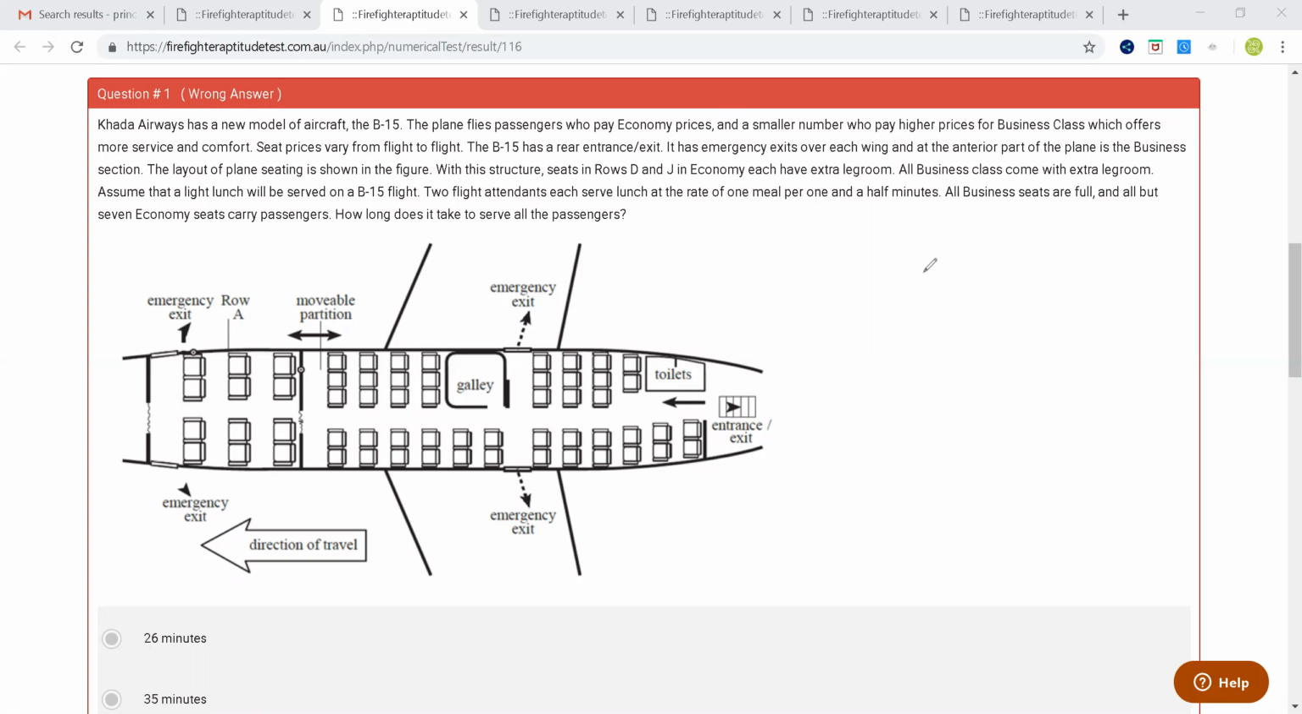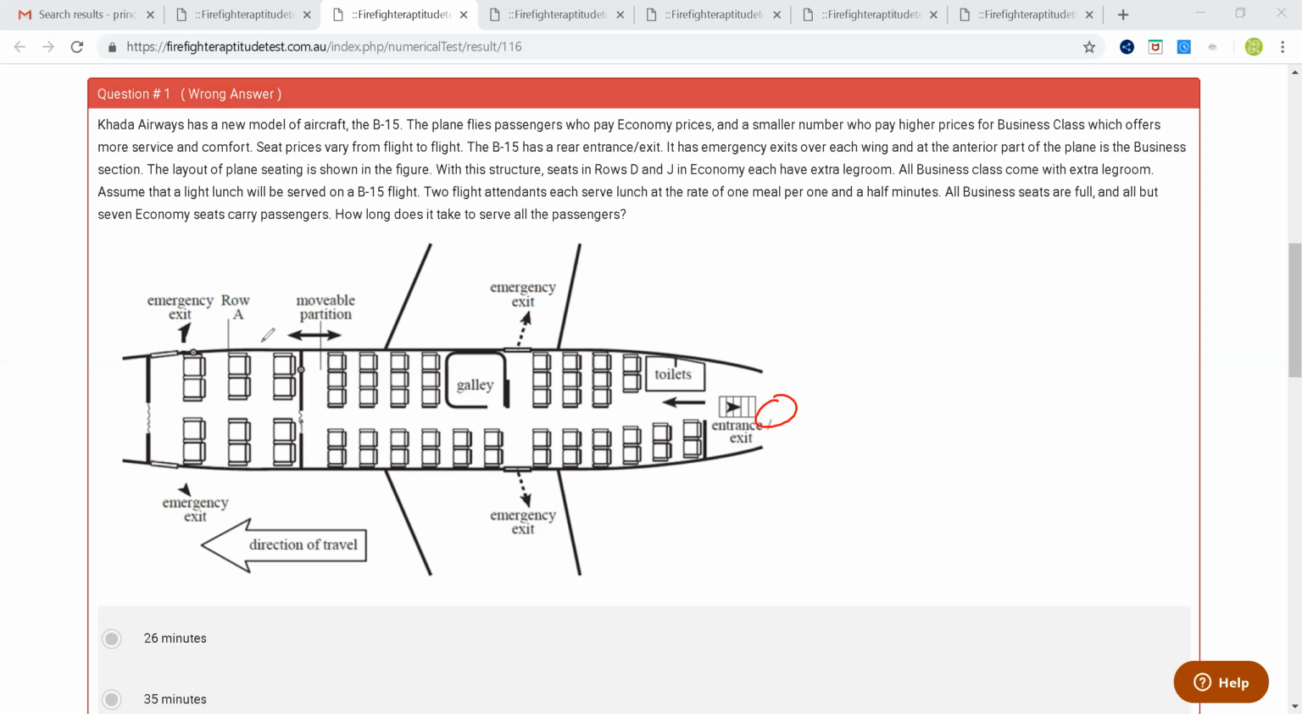The plane flies passengers who pay economy prices and a smaller number who pay higher prices for business class, which offers more service and comfort. Seat prices vary from flight to flight. The B-15 has a rear entrance and exit. Rear entrance and exit, so that's here, right? It has an emergency exit over each wing, and at the anterior part of the plane is the business section.